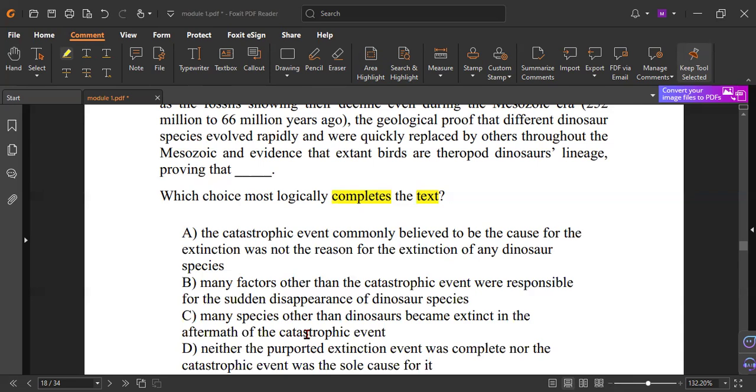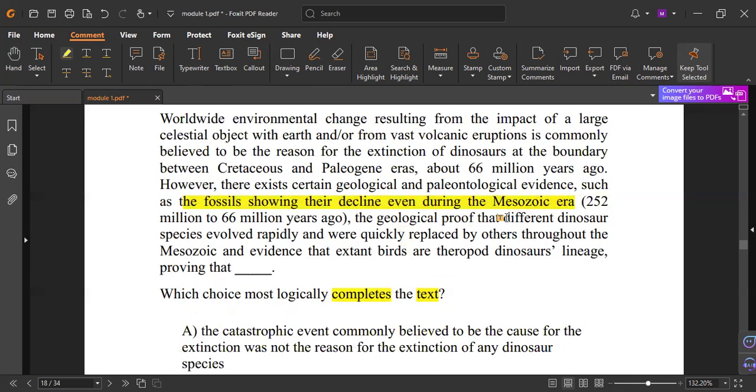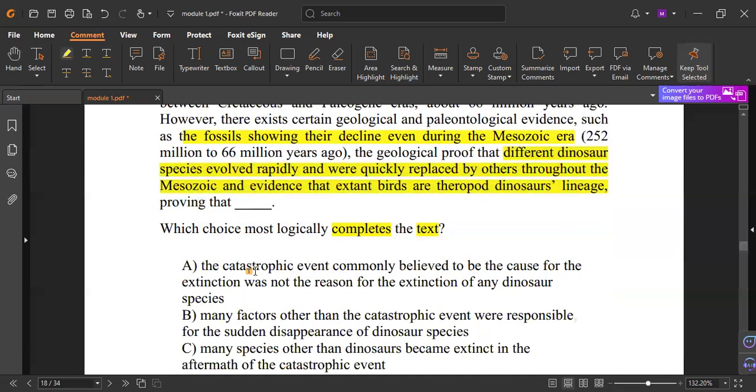Because it does not cover all the evidence mentioned in the text. Yes or no? Look here for the second sentence. However, there exists a certain evidence, such as, so we have examples for it. The fossils show their decline even during, and the geological proofs are different. This proves this one. So does this one correct? That the catastrophic event believed to be the cause of the extinction was not the reason, but was the reason.